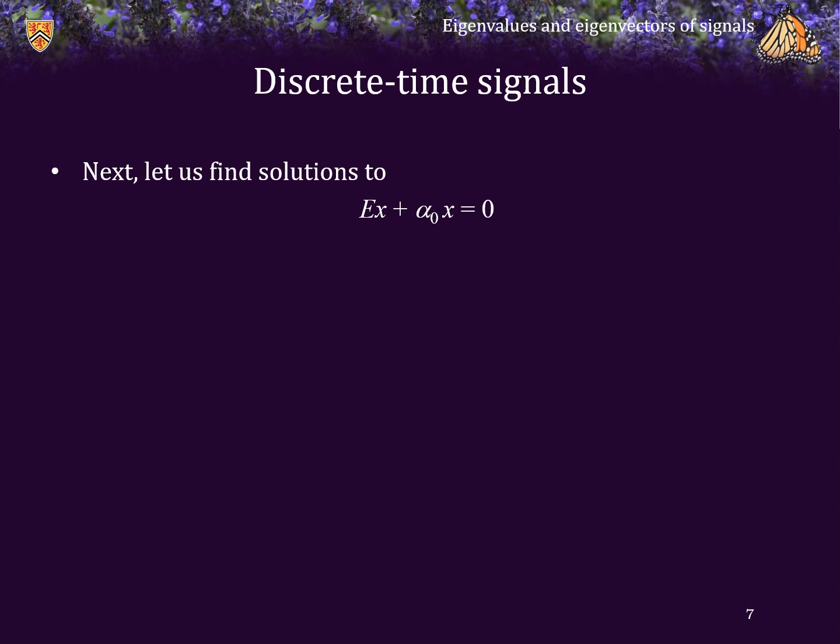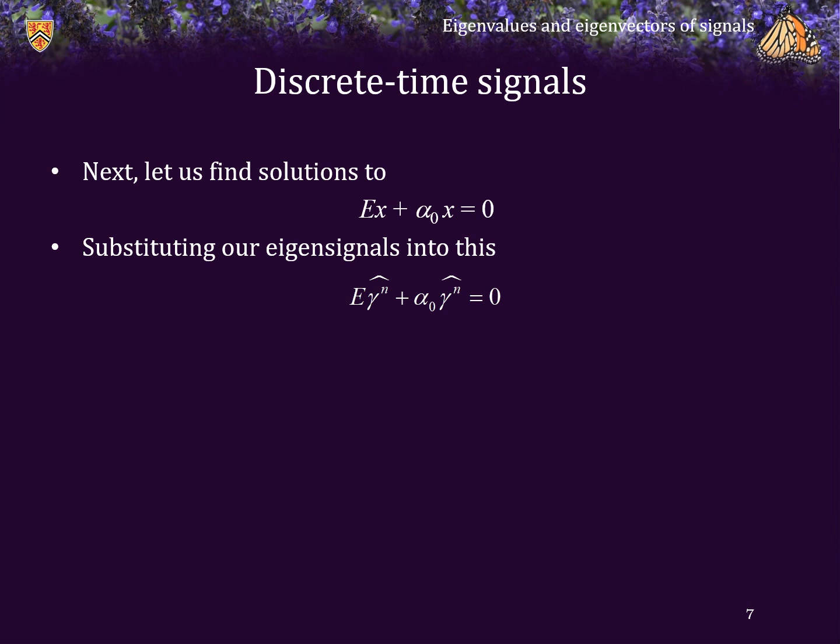Next, let us find solutions to this particular equation: the advance operator applied to an unknown signal x plus alpha naught times that signal x is equal to the zero signal. Well, substituting our eigensignals for the advance operator into this equation, which are, of course, the geometric sequences with a ratio gamma, then this must be true. But if we apply the advance operator to the geometric sequence, we just get gamma times the original geometric sequence.